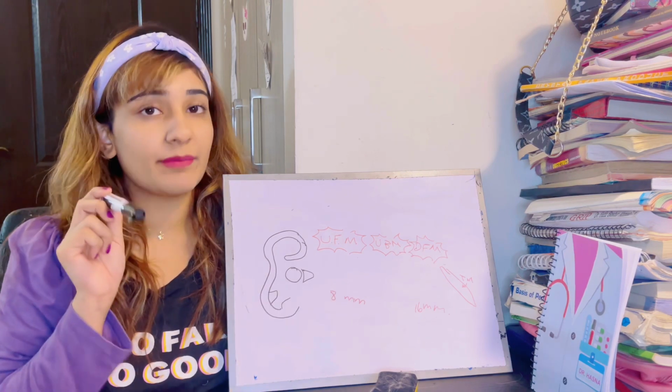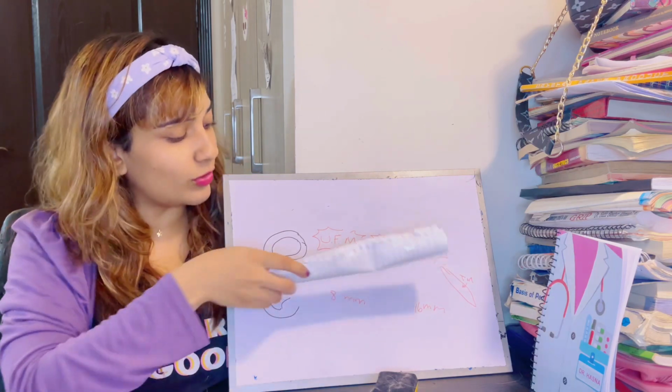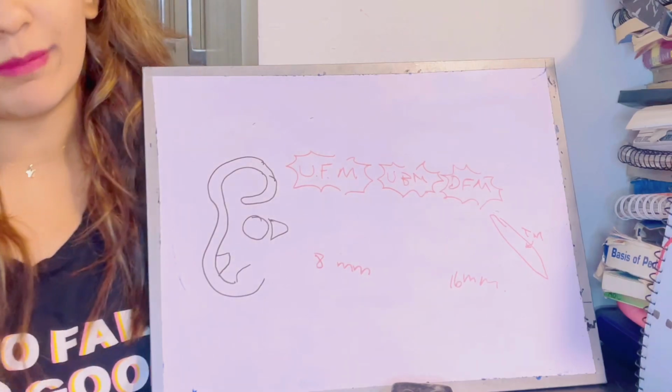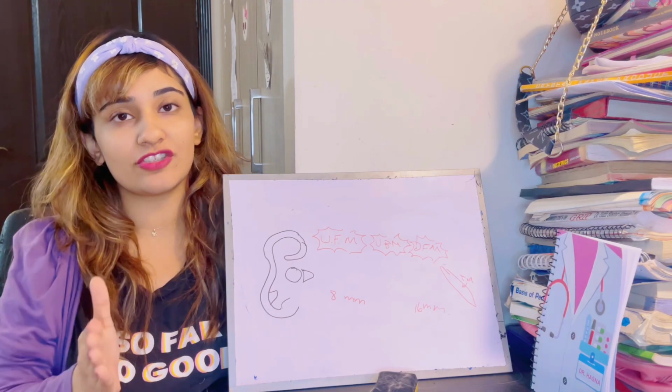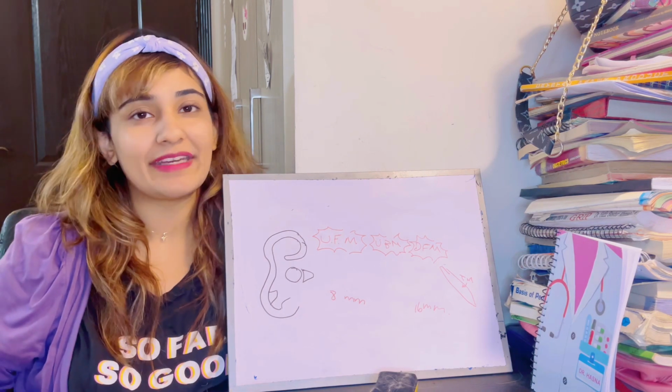But here's that misconception: the external acoustic meatus is not just a hole, rather it's this whole tube-like structure that goes all the way up to the tympanic membrane. And we all know what tympanic membrane is. It is that boundary line connecting external ear to the middle ear. That boundary is made by the tympanic membrane.